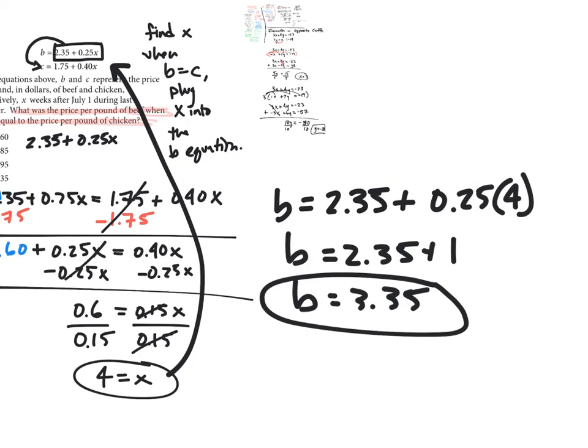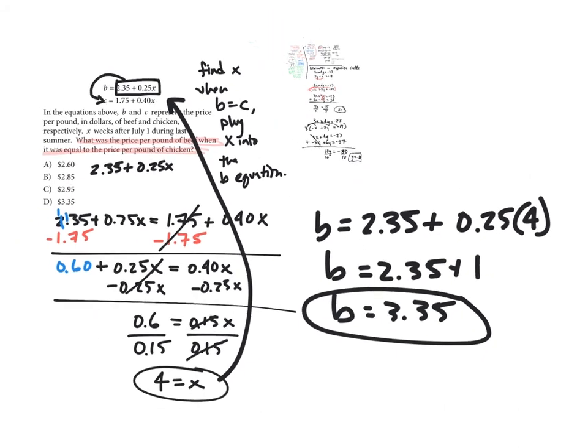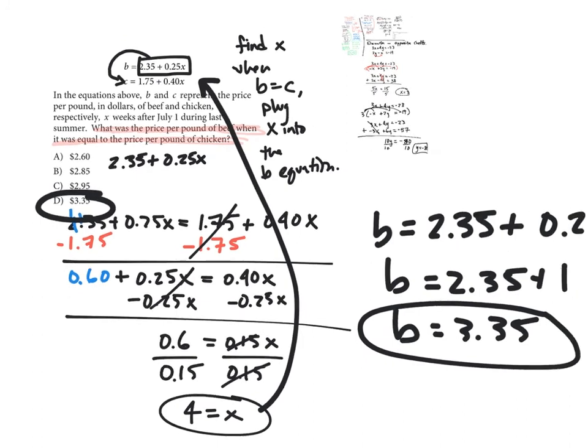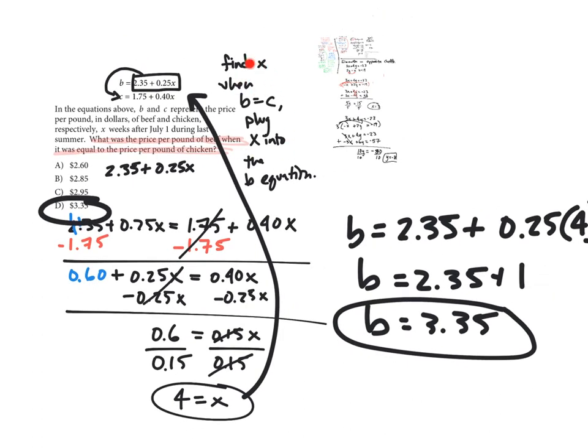This is still a system of equations. It's theoretically no different than what we had, and the answer is D here. But what I had to do was truly just read the problem and think about it. What is it asking me? What am I trying to find? How do I do that? Find x when b is equal to c, plug x into the b equation. That's it. Gathering that from this is hard.